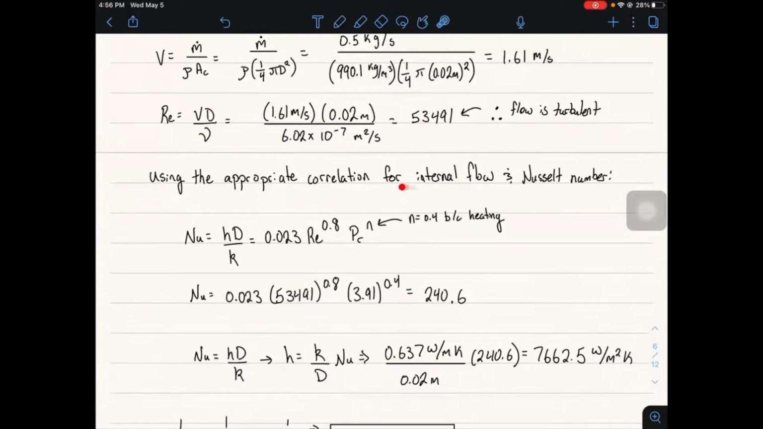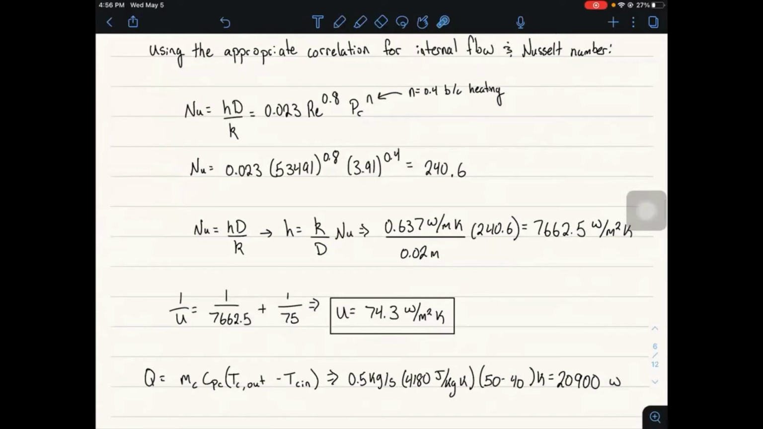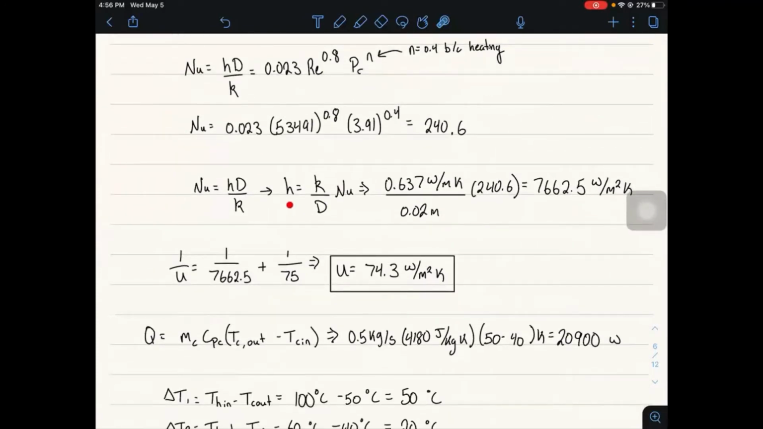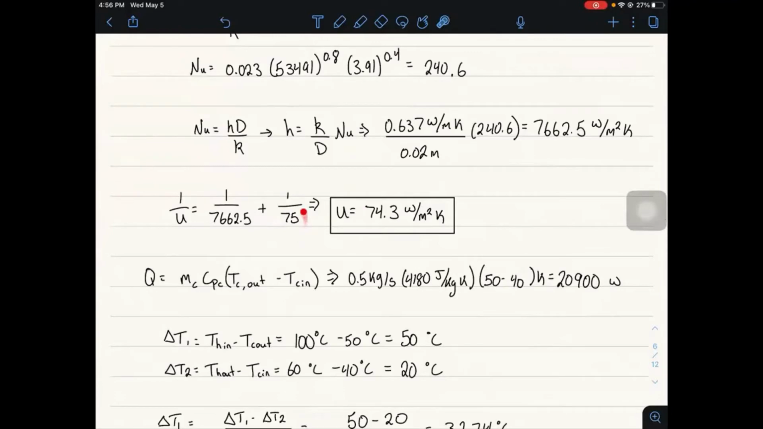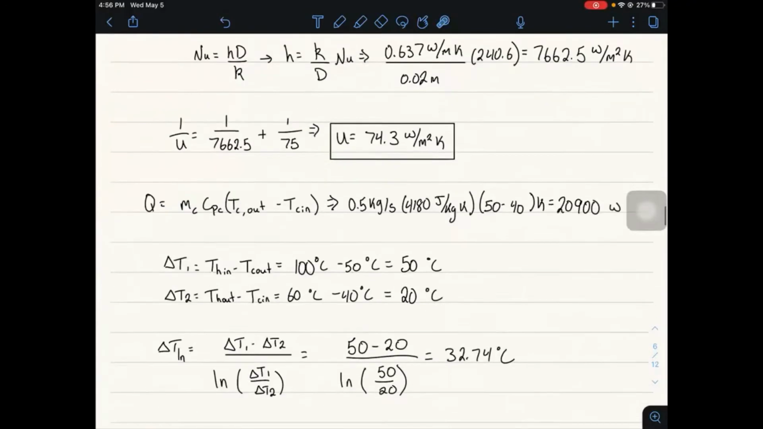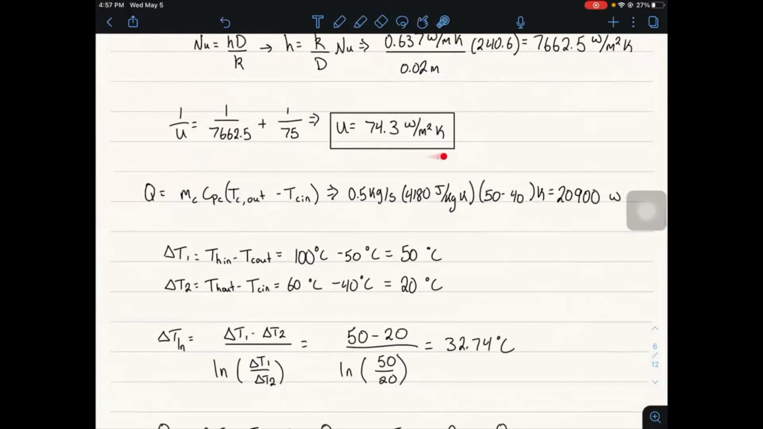Then using the appropriate correlation for internal flow and Nusselt number, we can figure out the value of the Nusselt number. Then we can just plug that in, rearrange, and solve for the heat transfer coefficient for the water. Then for the overall heat transfer coefficient, it's this correlation here where 1 over U equals 1 over the other heat transfer coefficients summed together. We can figure that out, and then we get the total answer here.